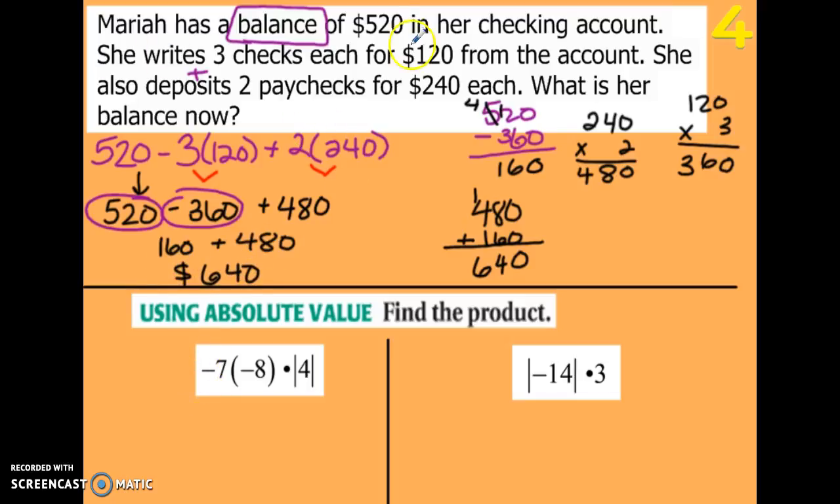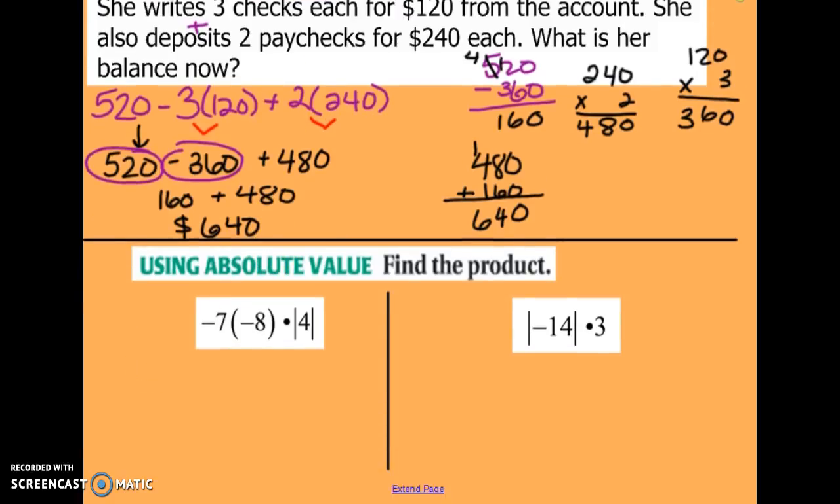So at the end here, she started with 520, she ends with 640. She actually gained money. She got more money.